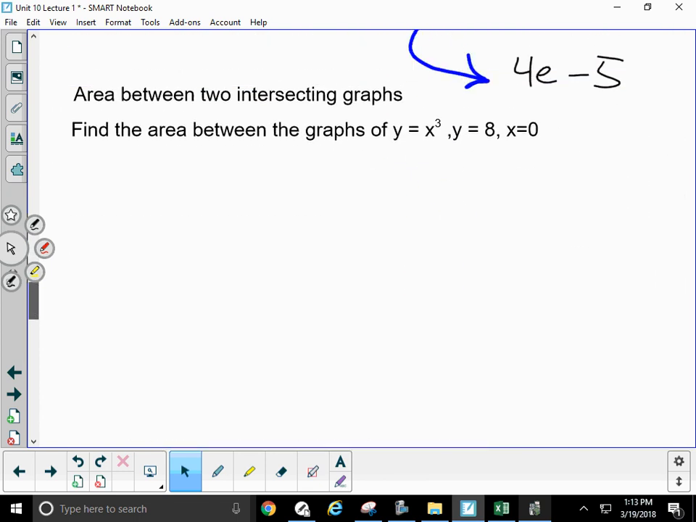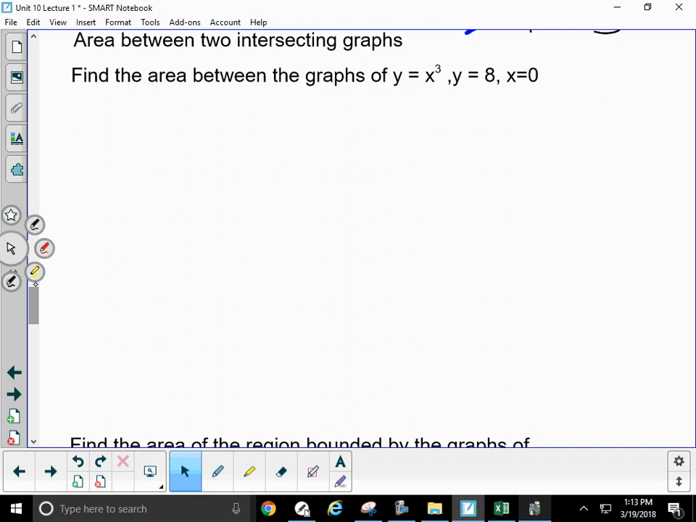Extra layer of difficulty. What if you're not given the x boundaries all the time? And we won't always be given the boundaries, the x equals lines. The situation might be a basic example, but the next two are definitely more complicated. Okay? We have y equals 8, x equals 0, and y equals x cubed.